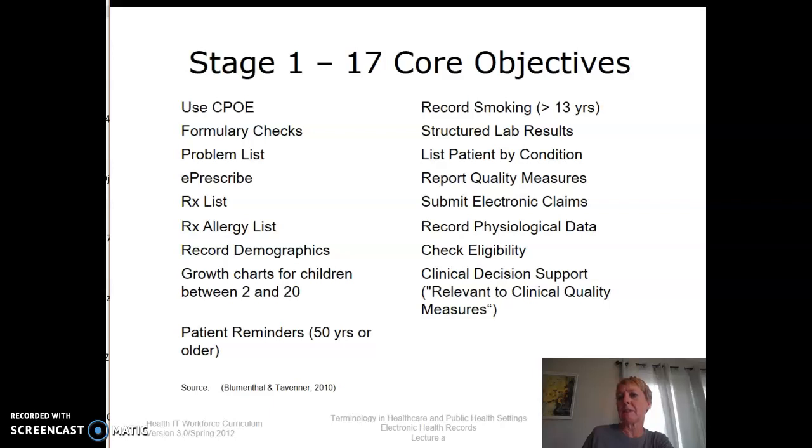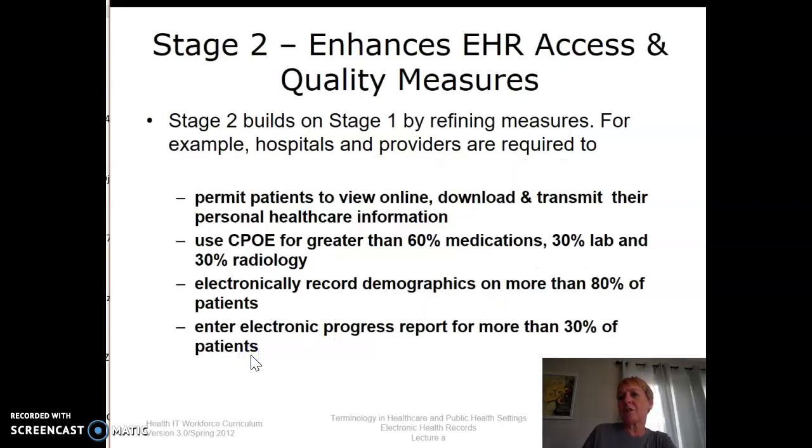Look at it: problem list. Are they using e-prescribing? Are they using structured lab results? What are they doing for smoking over 13? Are they doing that? Are they sending patient reminders? And stage two, they enhanced electronic health record access and quality measures. So for example, now they did this, now they want to measure it and see if it's working.